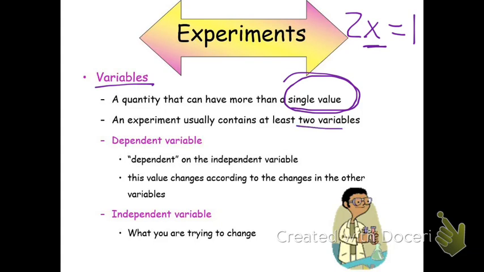An experiment usually has two different things that we change. We have the dependent variable, which depends on the independent variable. This value changes according to everything else. And then the independent variable is the thing that you are actually changing, you know, the amount of sunlight, the amount of chemical that you're adding, the temperature, whatever it may be.